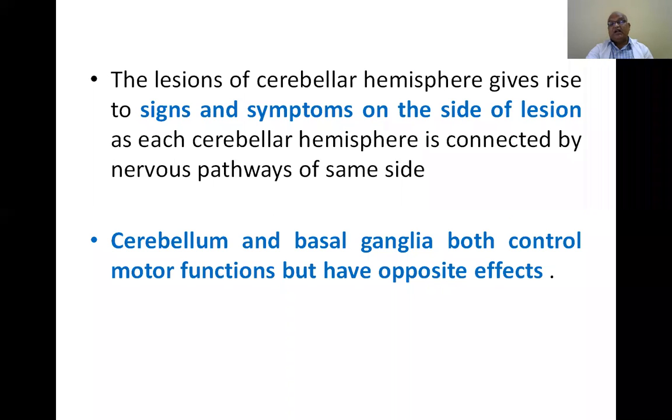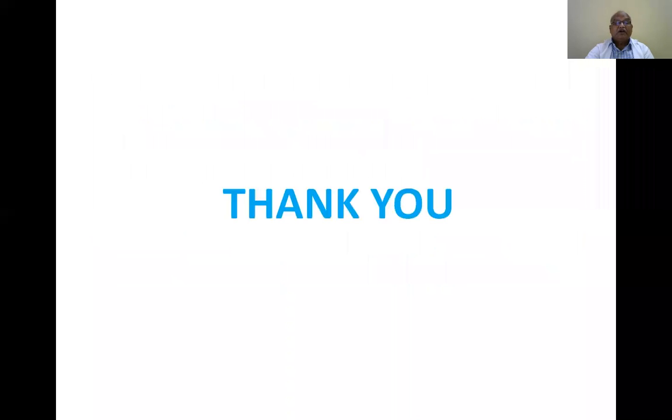If it is in the cerebrum, the highest center, contralateral effects occur because crossing of fibers occurs, whereas in the cerebellum there is no crossing of fibers. So if a lesion involves the right cerebellar hemisphere, signs occur only in the right side of the body. Cerebellum and basal ganglia both control motor functions but have opposite effects.